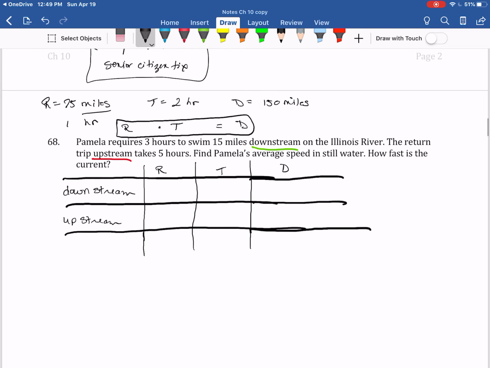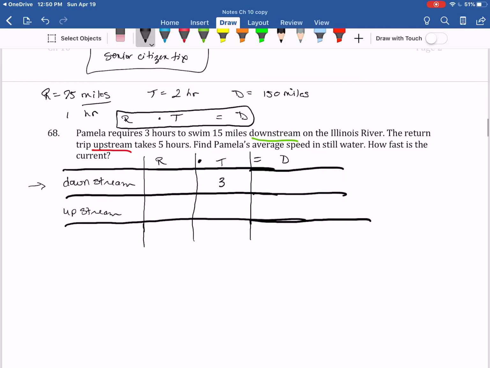Distance equals rate times time, okay? What do we know? Pamela requires 3 hours time to swim 15 miles downstream, okay? 3 hours time, so we're moving downstream. Look at that top line. For moving downstream, she requires 3 hours to do this. And she's traveling a distance of 15 miles, okay?